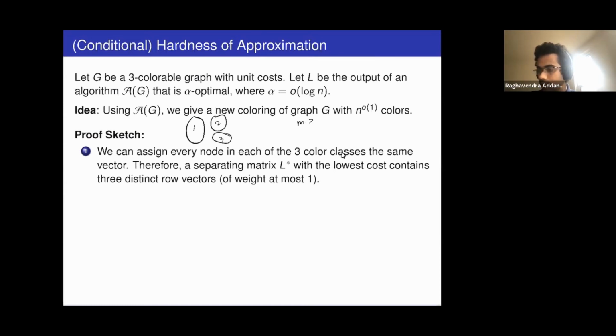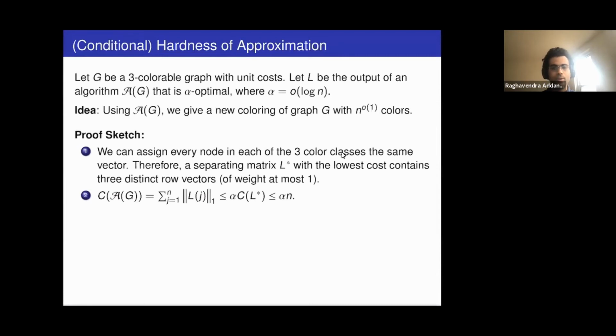Because we assume that m is more than 2 log n, and this could be more than 3, you could assign the first class with weight 0, the second class with weight 1, the third class with weight 1 once again. If you do this, you have a matrix L star with weight at most 1 for every node in this graph. L star will do even better, so this is a valid argument.